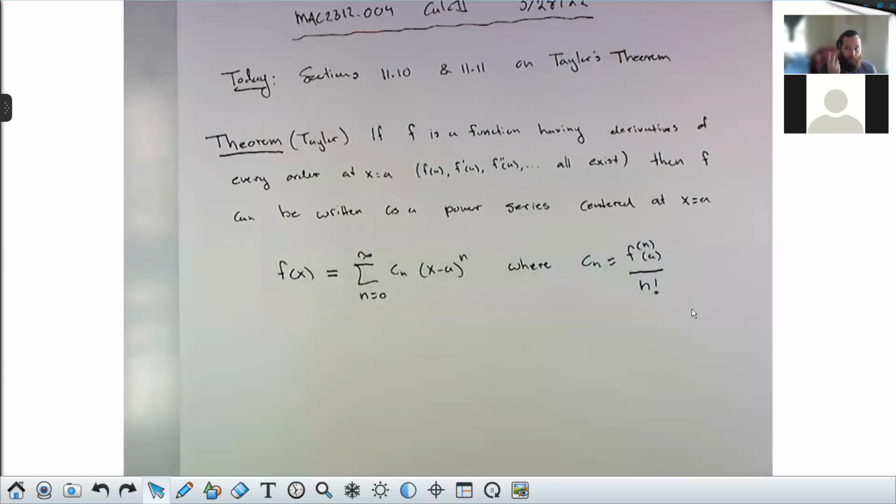It does two things. It guarantees the existence of a power series. That's nice, right? Saying f can be written as a power series. And it also gives us a recipe to get the power series for like any function, as long as that function is infinitely differentiable.